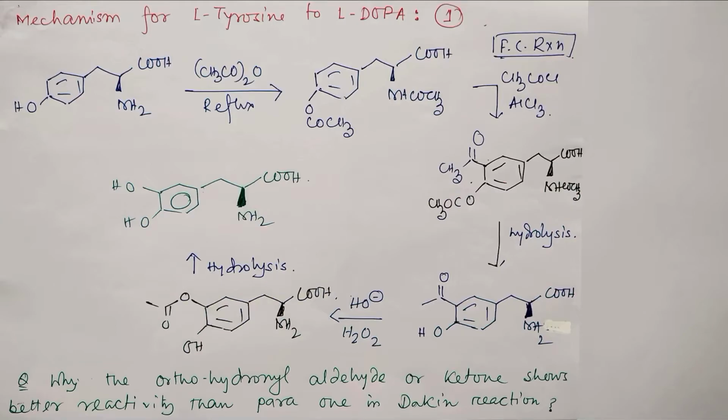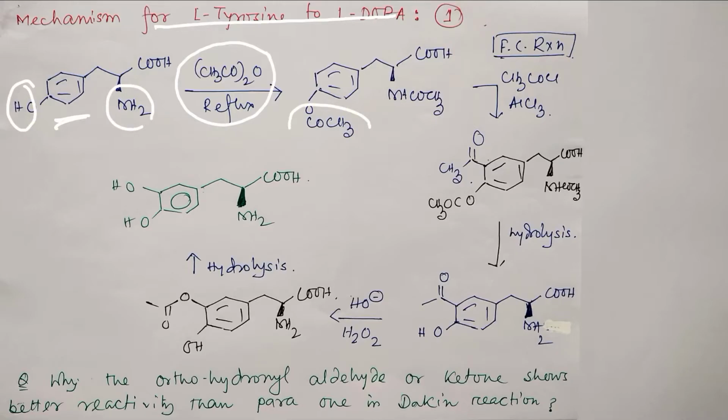Now let's discuss the mechanism for L-tyrosine to L-DOPA conversion. Two types of mechanism we are going to discuss. First, this is tyrosine, and right now I am starting from the enantiomer such that we can get the pure one. Okay, so first of all, if you use acetic anhydride and reflux, what is expected? There is one OH and one NH2, so they will be acetylated.